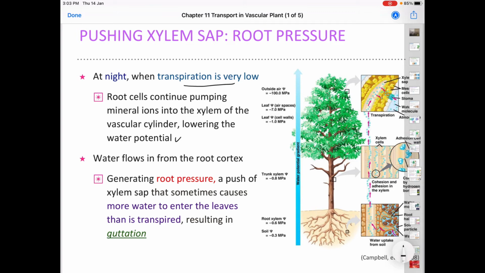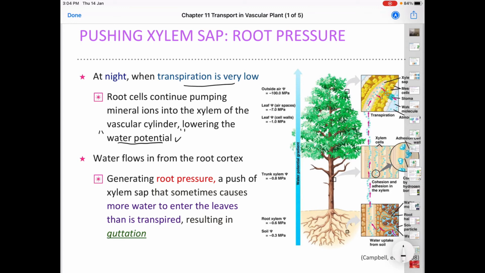Okay, at night the roots still absorb the water and minerals from the soil, even though the transpiration is very low. This is due to the difference in water potential between the soil and inside the plant. So the water keeps flowing from the root cortex and is carried up, just like when the transpiration process happens.